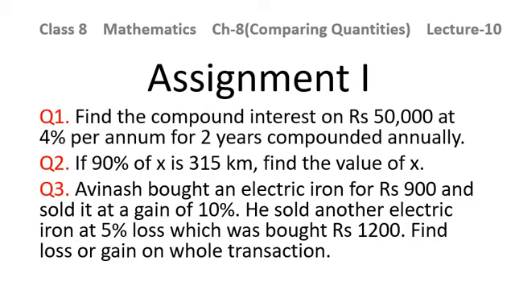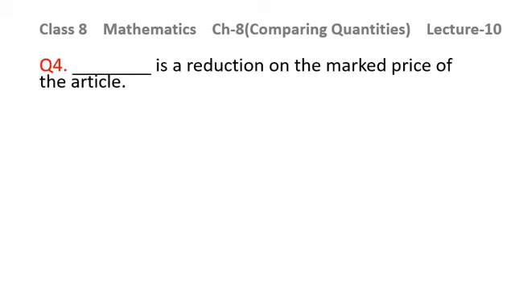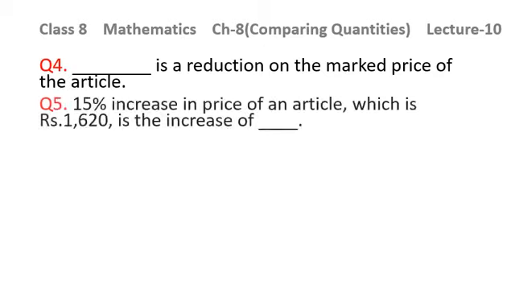Question number 3 says, Avinash bought an electric iron for rupees 900 and sold it at a gain of 10%. He sold another electric iron at 5% loss, which was bought for rupees 1200. Find the loss or gain on the whole transaction. This is question number 4. This is the fill in the blank. That dash is a reduction on the market price of the article. This is question number 5.